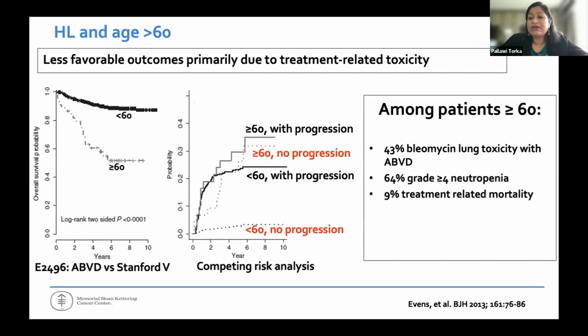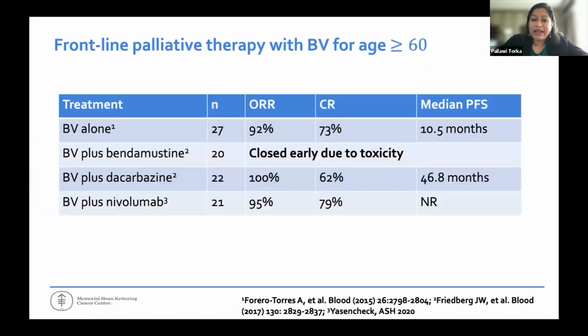So the things to worry about in patients over 60 were neutropenia and bleomycin related lung toxicity, which was as high as almost half. And there was a 9% treatment related mortality. So the same author, Dr. Andy Evans, well, I'll come to him again, but can we do away with ABVD is the question first. The problem with doing away with ABVD is that we really take a hit on PFS. So if you try to use BV alone, then you do get high responses, but the median PFS is only 10.5.